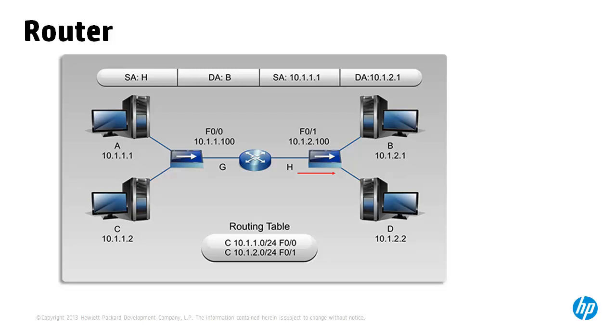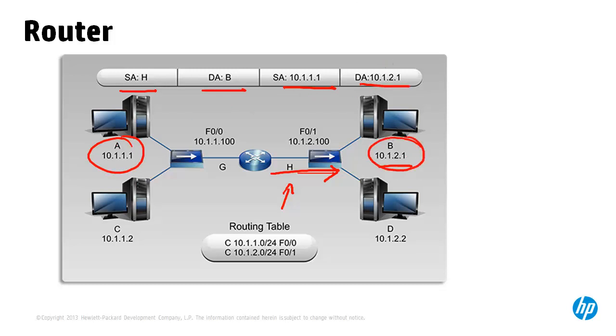So when the frame arrived at the router from host A, it had a source MAC address of A, destination MAC address of G, source IP address 10.1.1.1, destination IP address 10.1.2.1. When it now sends the traffic out of FastEthernet 0/1, it rewrites the MAC address entries. So the source MAC address is H, the local router's interface. Destination MAC address is B, the host that the router is wanting to communicate with. Source IP address is A, destination IP address is B.